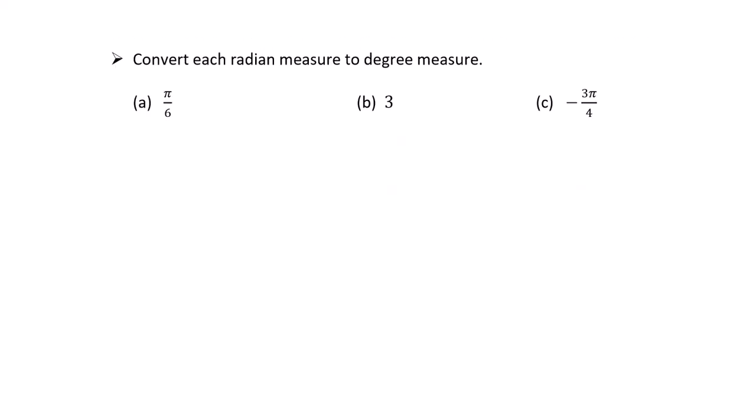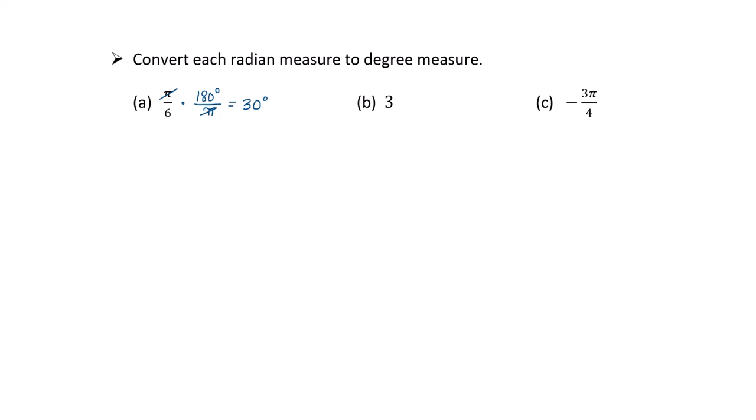Let's practice this conversion. Here, convert each radian measure to degree measure. Here, I'll multiply by 180 degrees over pi. This way, my pi's will cancel out. And I know 6 goes into 180 30 times, so this is equivalent to 30 degrees.